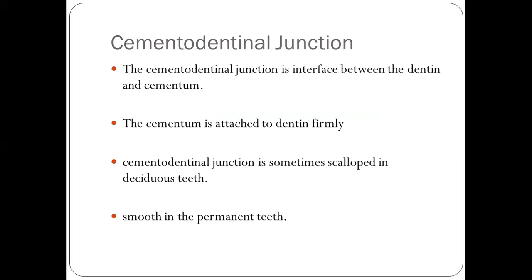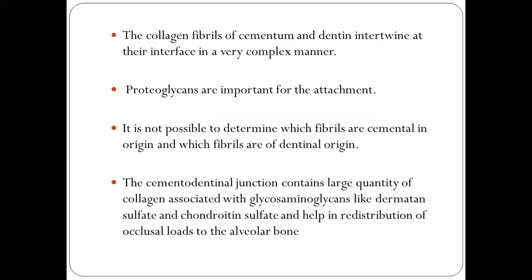Now, next topic is cementodentinal junction. The cementodentinal junction is the interface between the dentin and cementum. The cementum is attached to the dentin firmly. Cementodentinal junction is sometimes scalloped in the deciduous tooth, smooth in permanent tooth. The collagen fibers of cementum and dentin are intertwined at their surface in a very complex manner.